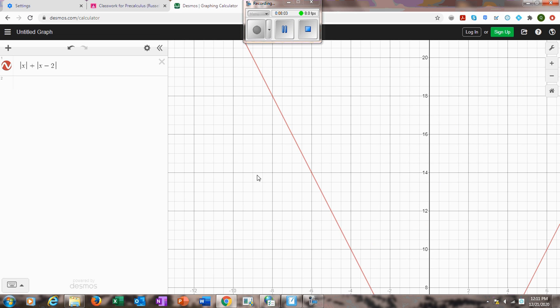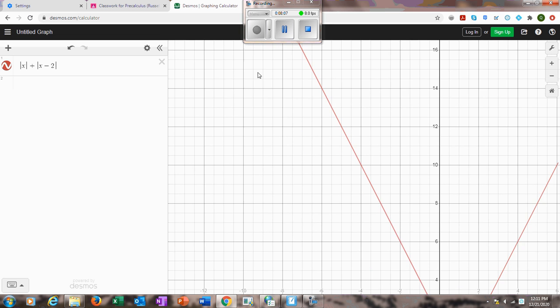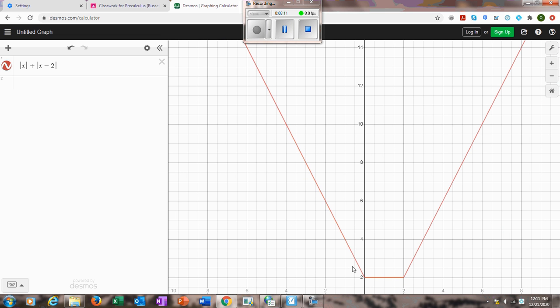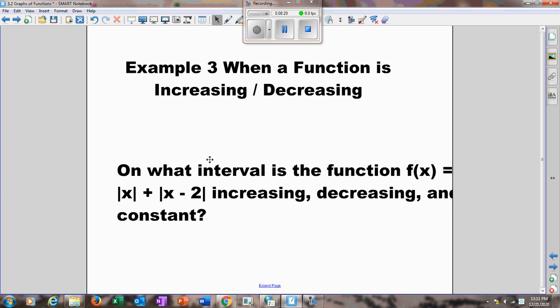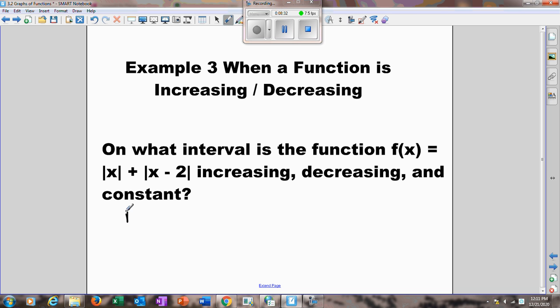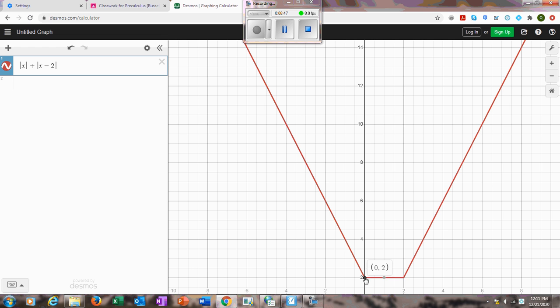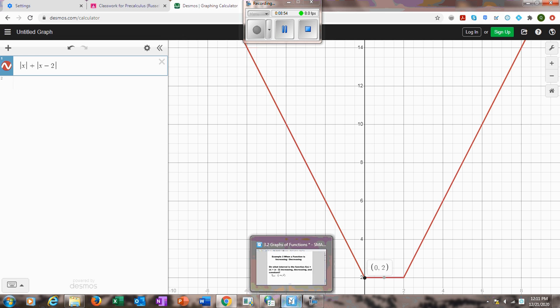Well, if I look at this graph, and I can go as far as I want, but from negative infinity all the way to 0, this is constantly decreasing. As I work from left to right, it's constantly going down. So this is decreasing from negative infinity to 0. Now if I go from here to here, it's staying the same. So this would be constant from 0 to 2.